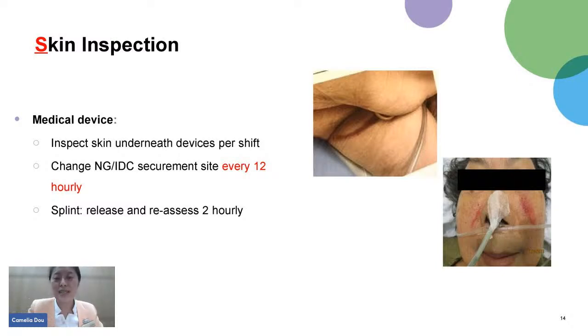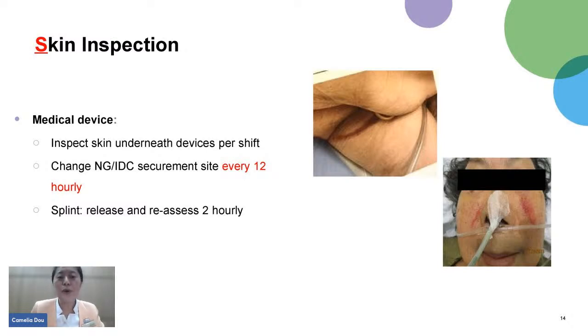Sometimes you can also see a line here, which is actually from diapers. For the urine catheter, the mucosal membrane gets damaged from constant rubbing, or from contact pressure that lasts too long and is never relieved. So every time we change the micropore tape on the NG or urine catheter side, we need to assess and check every 12 hours.